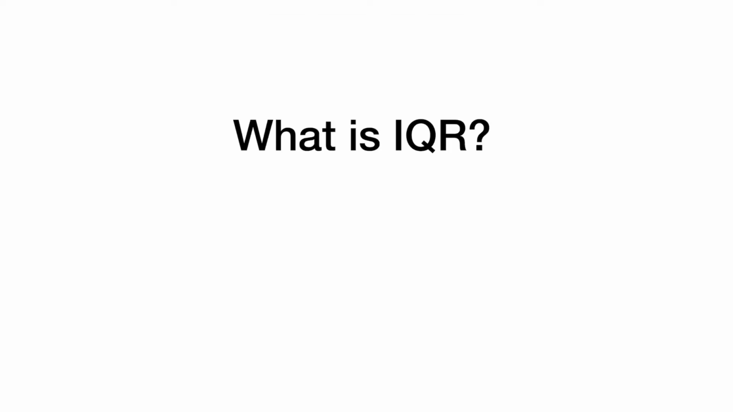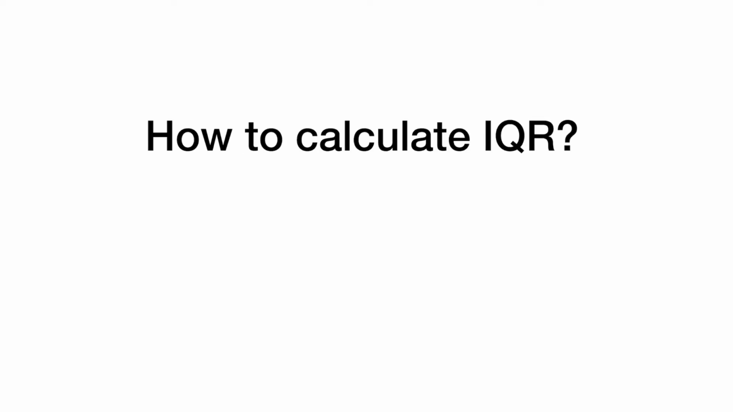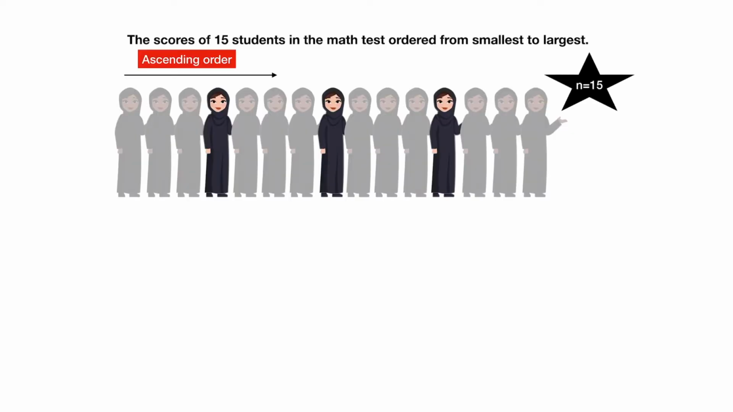What is IQR? IQR is the interquartile range. How to calculate IQR? Let's take an example. The scores of 15 students in a math test, ordered from smallest to largest. There are 15 students who took the math test, so n here equals 15.